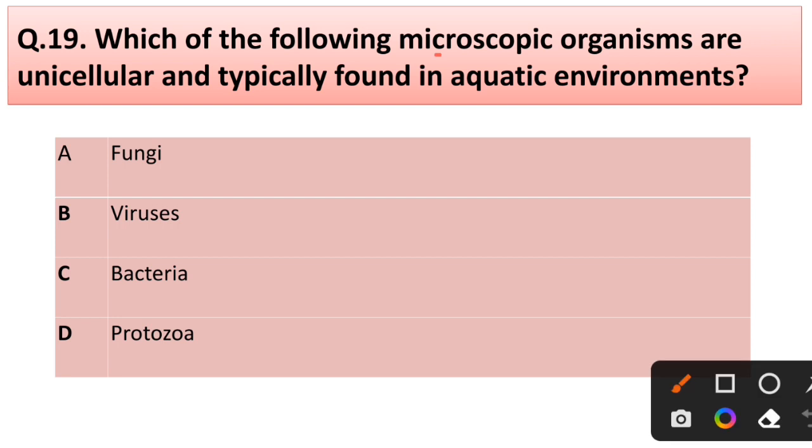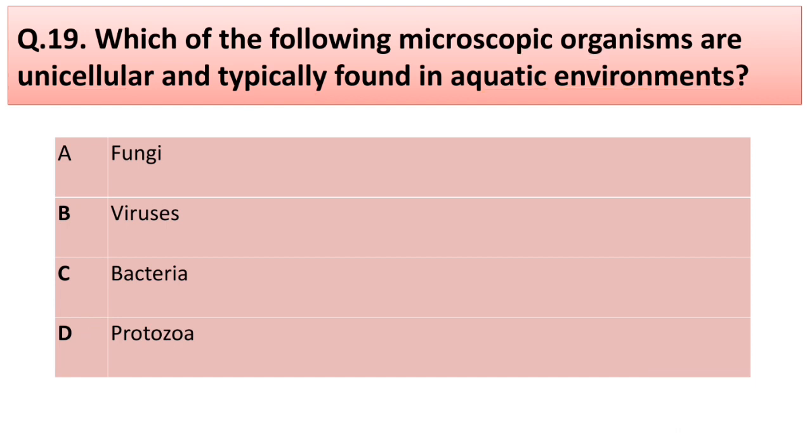Question number 90. Which of the following microscopic organisms are unicellular and typically found in aquatic environments? Fungi, virus, bacteria, protozoa. Correct answer is option D, protozoa.